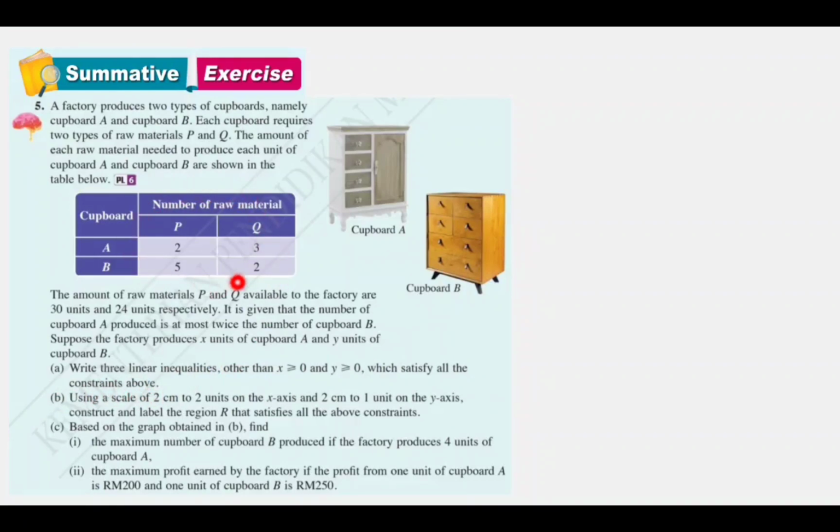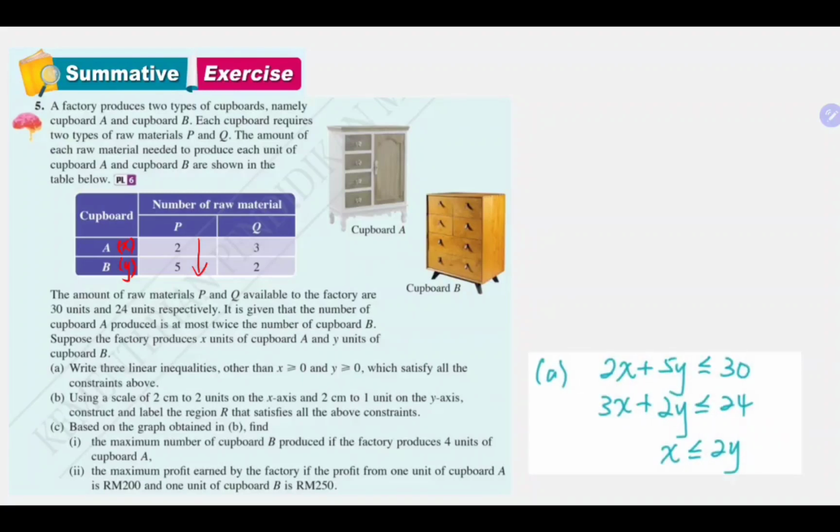So when we see this table, that's a little bit confusing, right? But please label down your x and y. So we are talking about x units of cupboard A and y units of cupboard B. So the linear inequalities will be read downward. The first linear inequality that we form is 2x plus 5y less than or equal to 30, and 3x plus 2y less than or equal to 24. Alright, so we read this table downward.